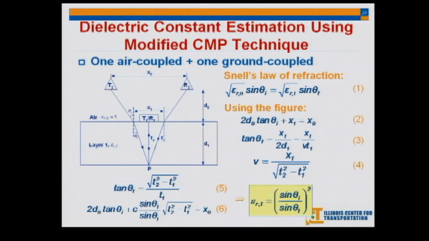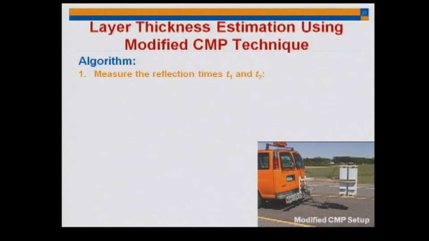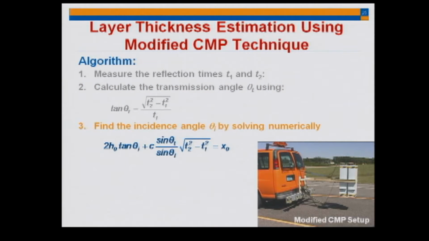We go through these equations and come up with the dielectric constant as a function of sine theta I and sine theta t. Sine theta I, we need to work on that, so there is an algorithm. First, we can measure T1 and T2, and from that come up with the reflected angle. Then we use a numerical solving technique to find theta I, and after finding theta I, we use Snell's law to find the dielectric constant. So here's another technique that allows me to find the dielectric constant. If I find the dielectric constant, I find the thickness.